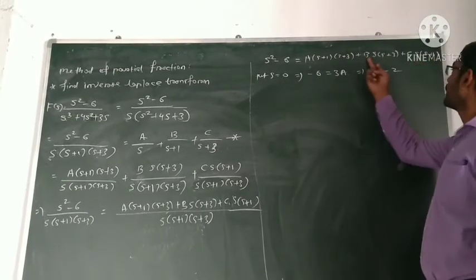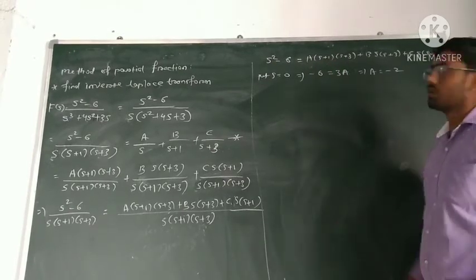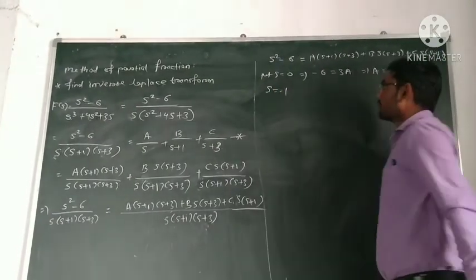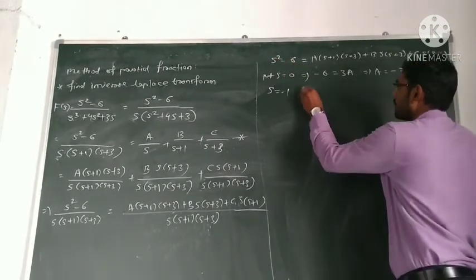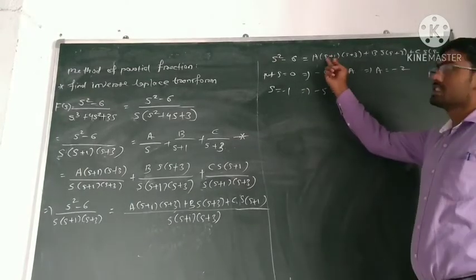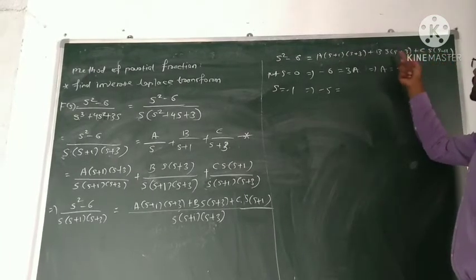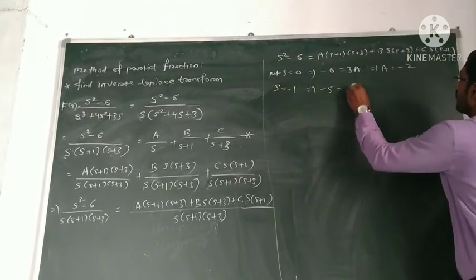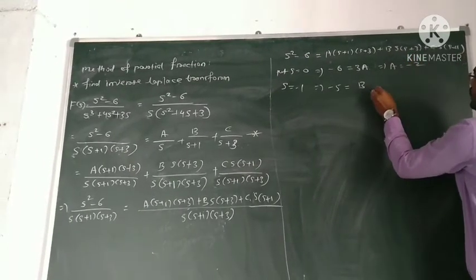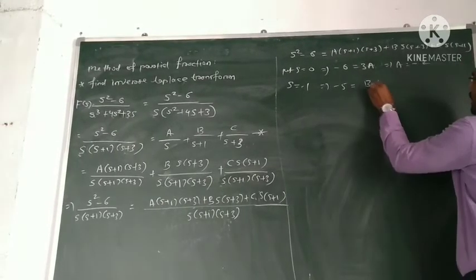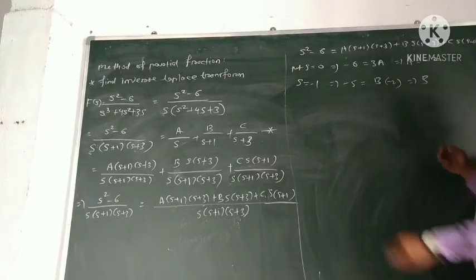Now to get b, this and this term must get cancelled. So the common factor is s plus 1. So put s is equal to minus 1. Then what we get? Minus 1 square is plus 1, 1 minus 6 is minus 5. This implies minus 5 is equal to, here s is equal to minus 1, this becomes 0, so this whole term becomes 0, and this also becomes 0. Here put s is equal to minus 1. So b into minus 1 plus 3 is 2, into minus 1 minus 2, so we get b into minus 2. So this implies b is equal to 5 by 2.